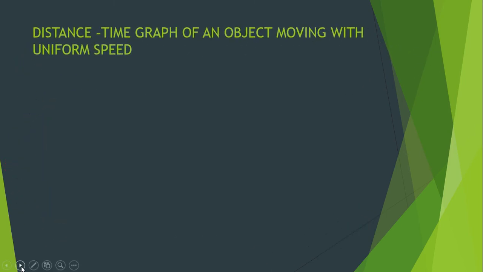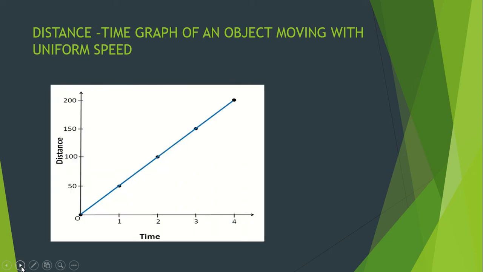Next we are going to study about distance time graph of an object moving with uniform speed. You have studied in the previous videos about uniform motion, that is the object when it is traveling equal distances in equal intervals of time, it is said that the object is showing uniform motion. It means the speed of the object is not changing, it is moving with the same speed.